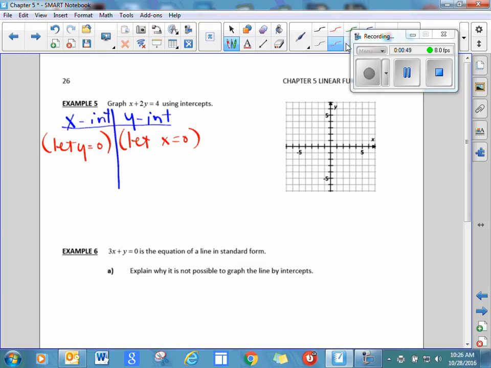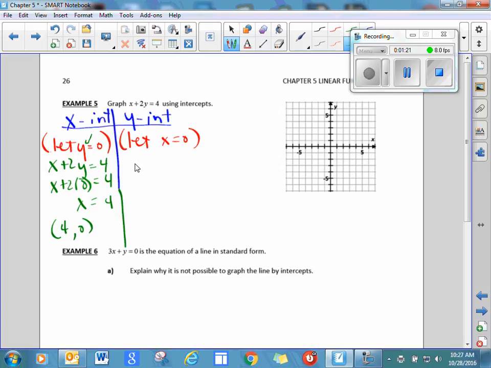So our equation is x plus 2y equals 4. We're going to let y be 0. So 2 times 0 is just 0, and x equals 4. So our ordered pair is going to be 4 is the x, and we let y be 0. So that's one of our points.